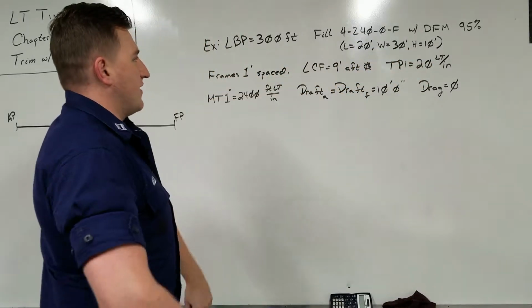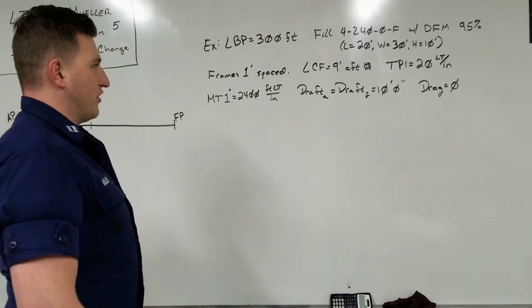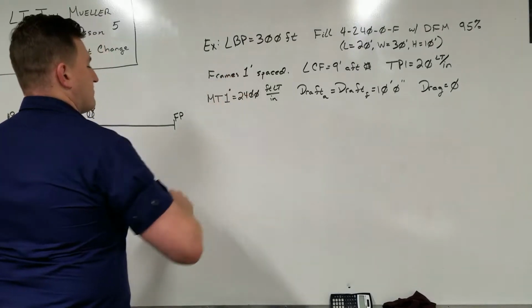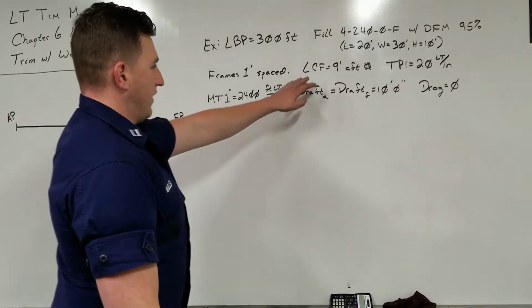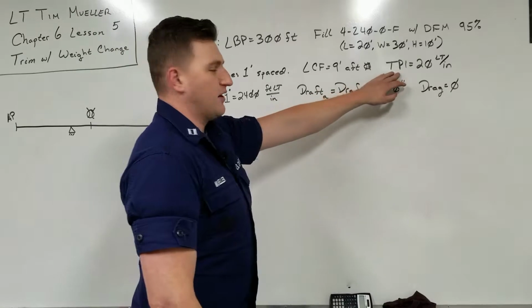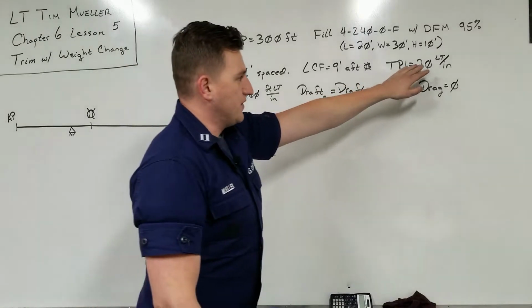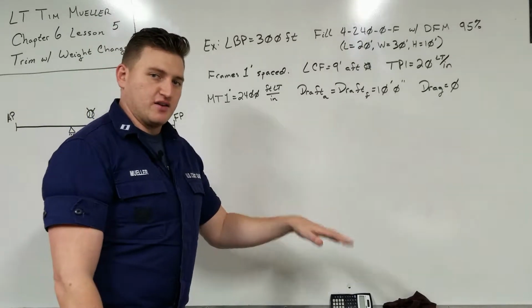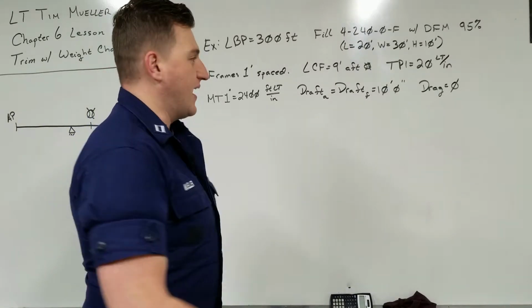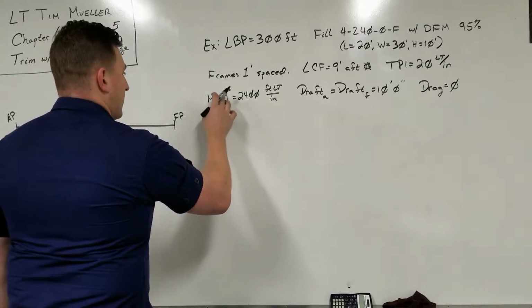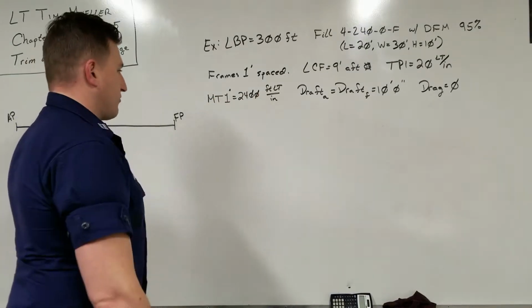All right, that's not the most ideal way to get that information across, but I think I can work with that. Frames are 1 foot spaced. All right, nice. LCF is 9 feet aft of the middle perpendicular. TPI, tons per inch immersion, that we learned earlier, is 20 long tons per inch. That's going to give me my parallel rise and parallel sinkage once I find the amount of weight that I have added. MT1, moment to trim 1 inch, is going to be 2,400 foot long tons per inch.